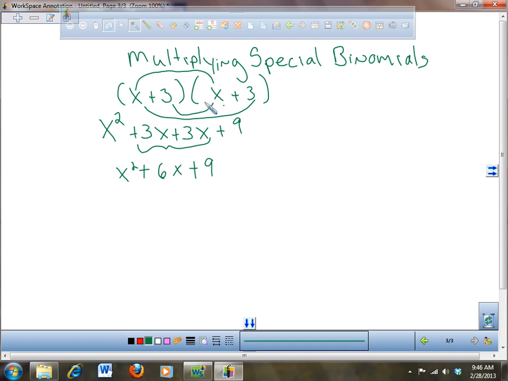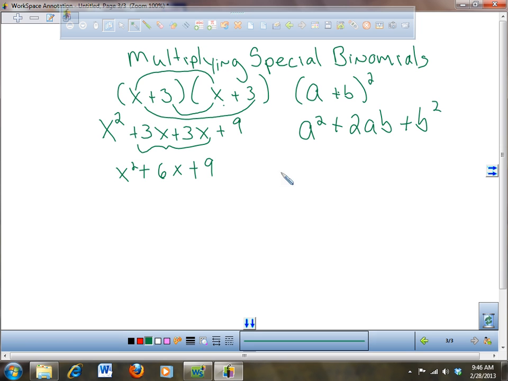Now, rather than go through that every single time, there's a shortcut. And that shortcut says that if you have a plus b squared, that's equal to a squared plus 2ab plus b squared. That's kind of what I did here. So for example, over here, a is x. So here I'm squaring x plus 3, which means x plus 3 times x plus 3.